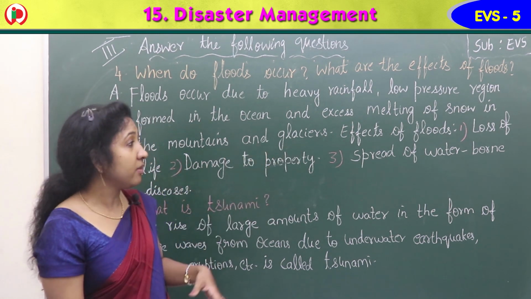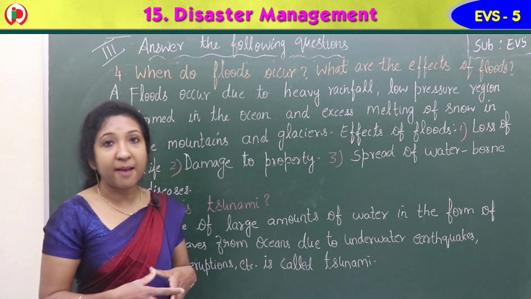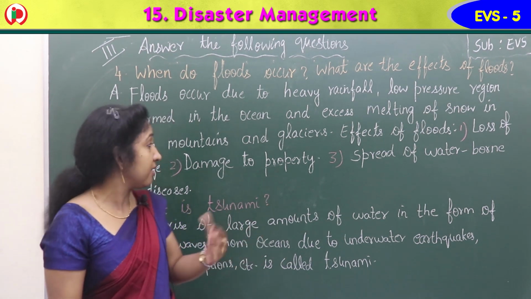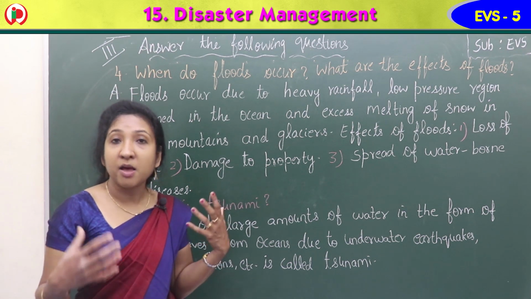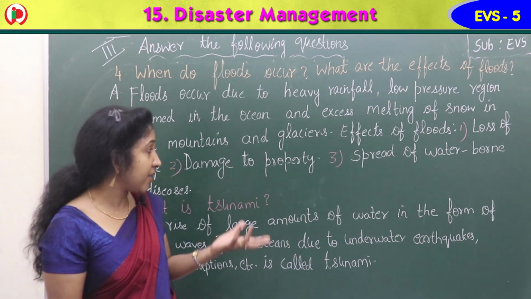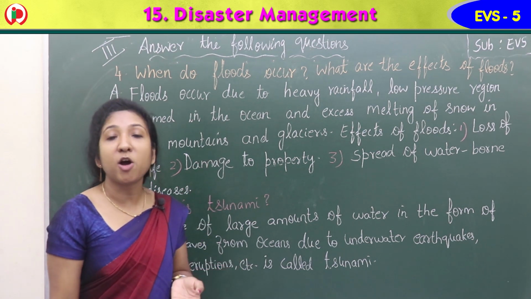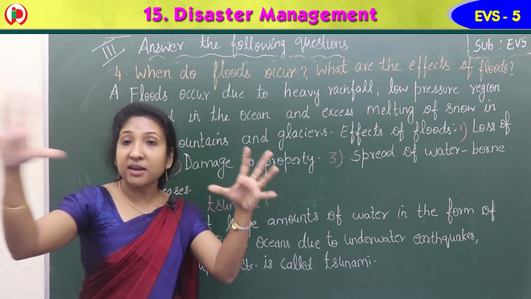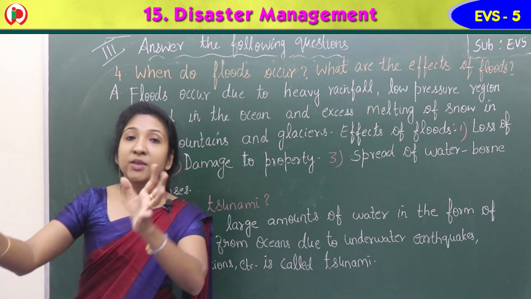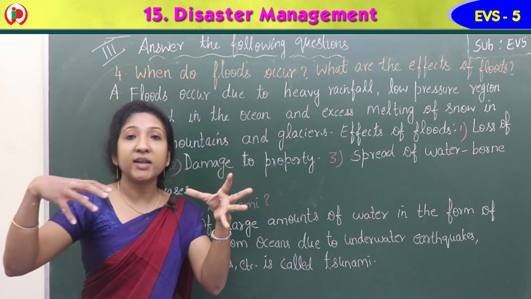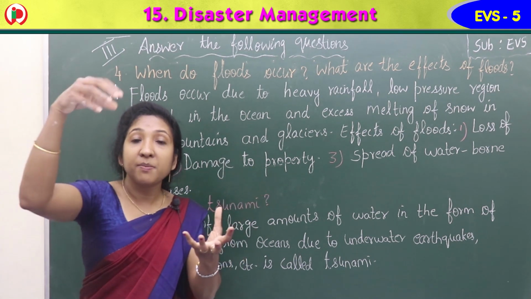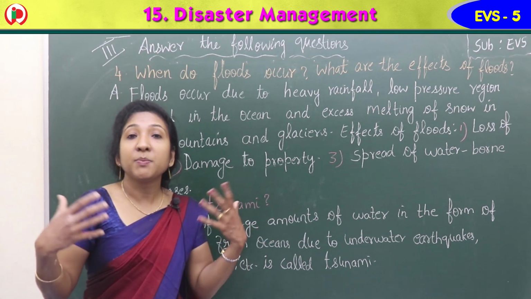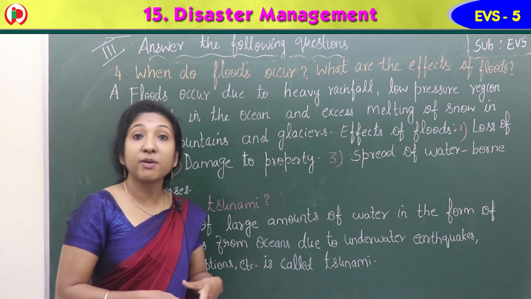Effects of floods: loss of life, great damage to human beings, we say they lost their lives, deaths happen. Damage to property, whatever property they have, damage to that property. Then spread of waterborne diseases, because of floods wherever we can see full of water, it gets stagnant over there. If it is not flowing, if it stays full, then what happens? Mosquitoes, flies, germs will be more there, the water gets polluted and impure, and because of that people get diseases, spread of diseases will be fast.